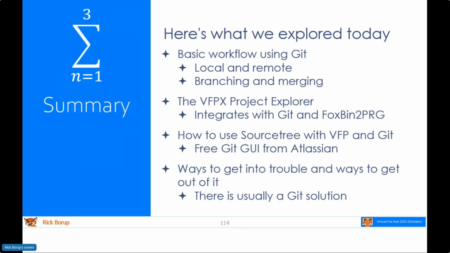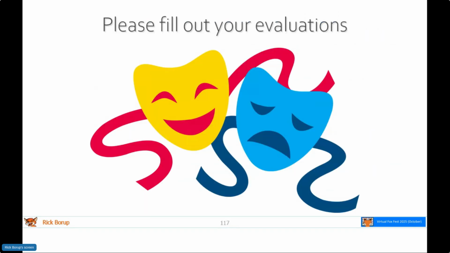We reviewed the workflow, or at least the workflow that I'm using here in Git. We talked about Project Explorer. I hope I got you a little bit excited about that. We spent quite a bit of time in Sourcetree, specifically on working with Visual FoxPro and Git. And hopefully there was some value in the little section here about how to get out of trouble if you find yourself in trouble. Usually there's a Git solution, but an off Git backup is not a bad idea in every case.